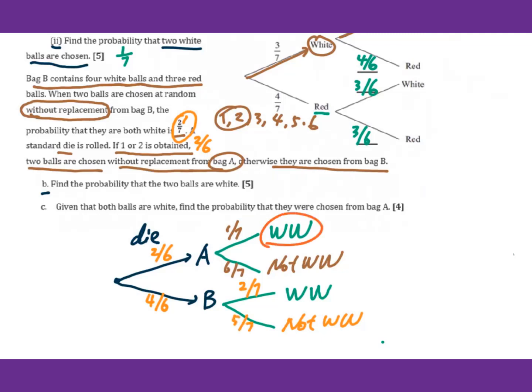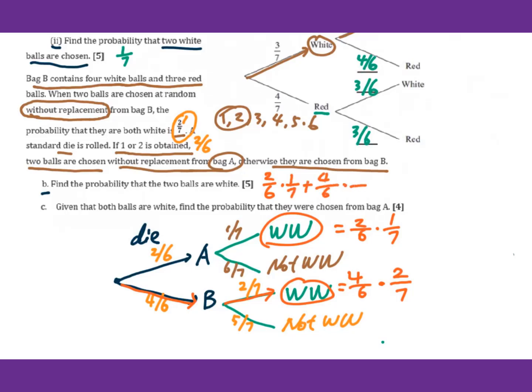I'm looking for both white. That means 2 over 6 times 1 over 7. This one, they go to this line and this line. So you have 4 over 6 times 2 over 7. Then we add this together. 2 over 6 times 1 over 7 plus 4 over 6 times 2 over 7. We put into graphing calculator, you will get 5 over 21. That's the solution to part B.